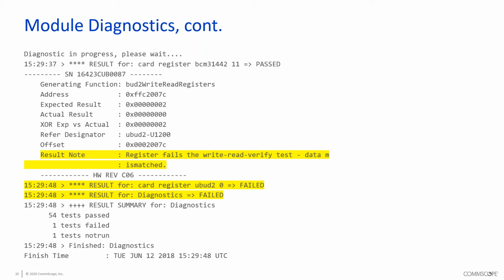Once the diagnostic is finished, you can put the card back into service. However, most likely if it is giving you problems, then you'll still need to have your sparing in place.